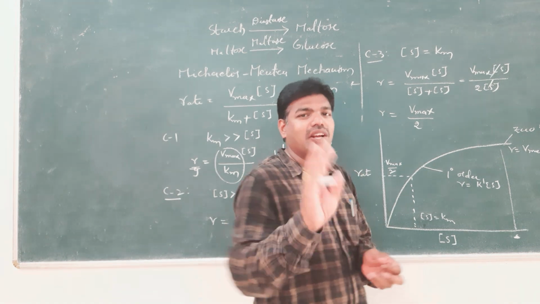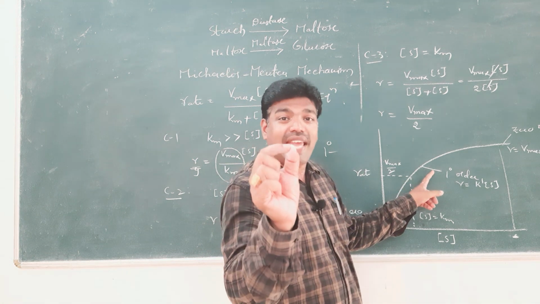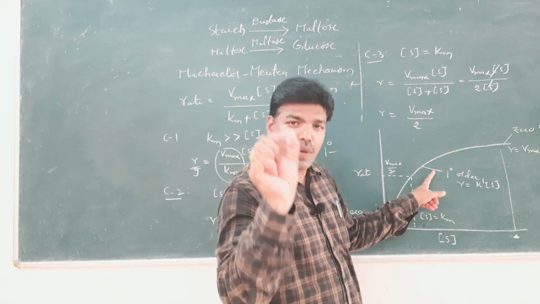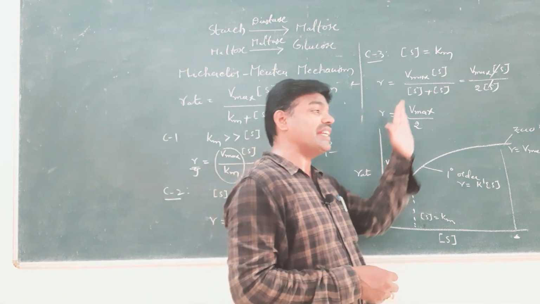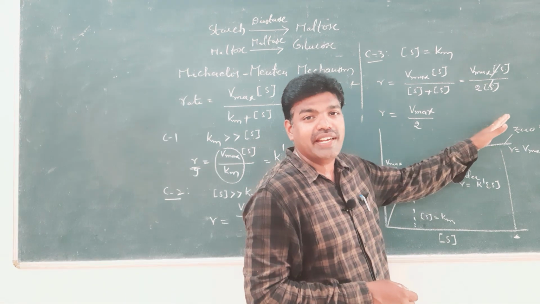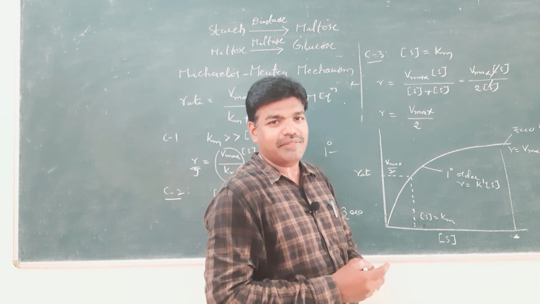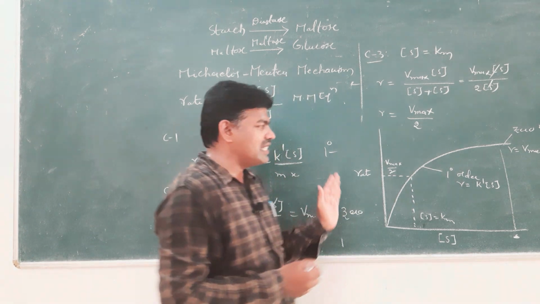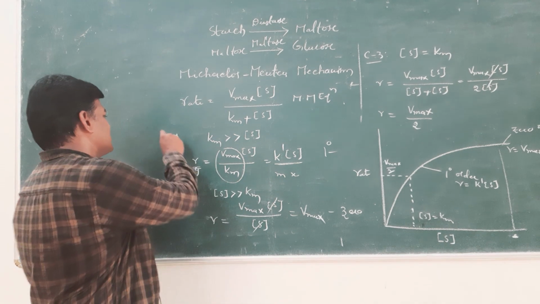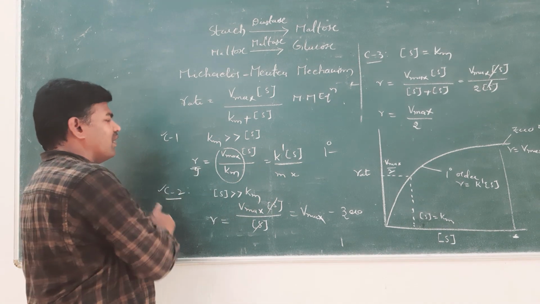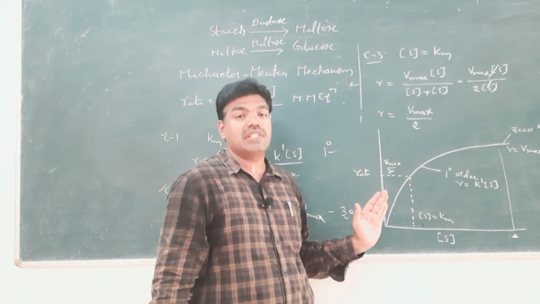At moderate concentrations, some of the active sites of the enzyme are unoccupied, so it follows first order kinetics. But at high concentration of substrate, there are no vacant active sites at the enzyme, so it follows zero order. So this is about the Michaelis-Menten equation. They ask about case 1, case 2, case 3, and questions are asked based on this plot.